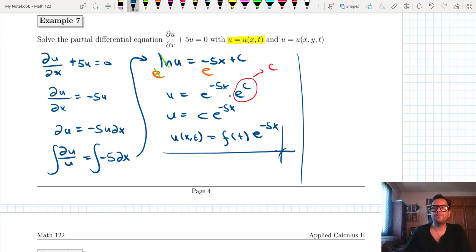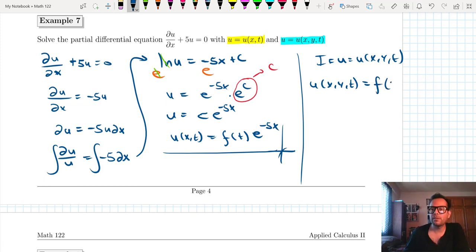Okay, now if u was a function that depended on x, y, and t, if u equals u of x, y, t, we are going to have the following then. So we are going to have u of x, y, t. So this f of t will be now an f of y, t times e to the negative 5x.